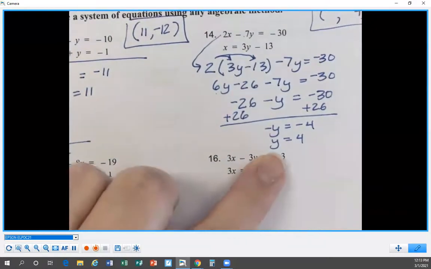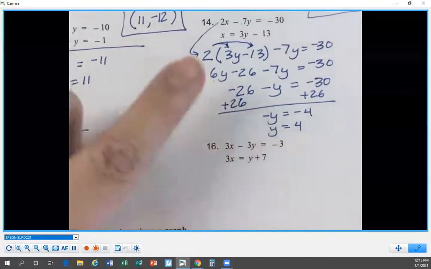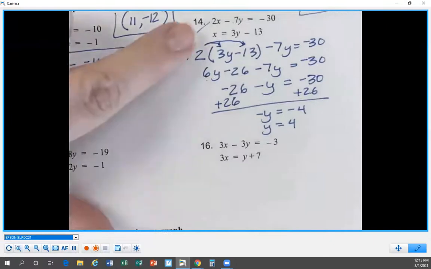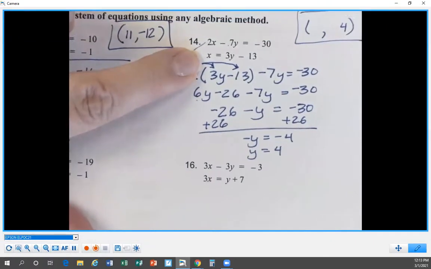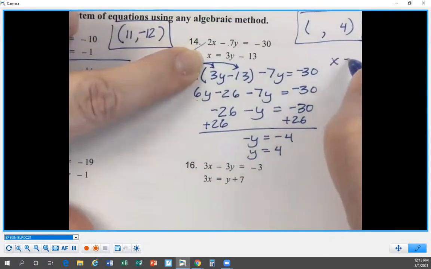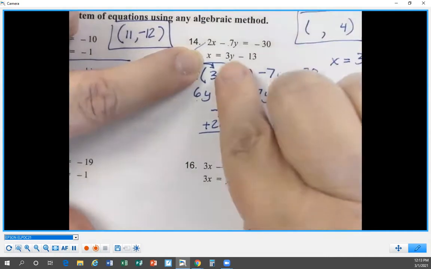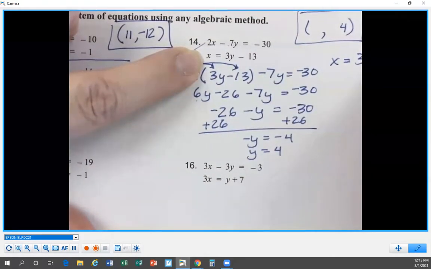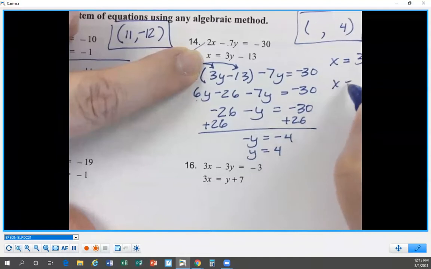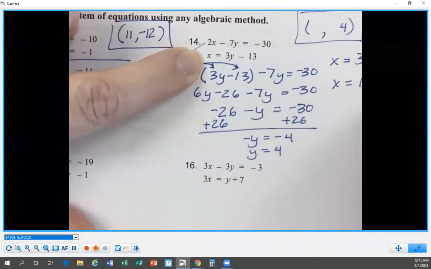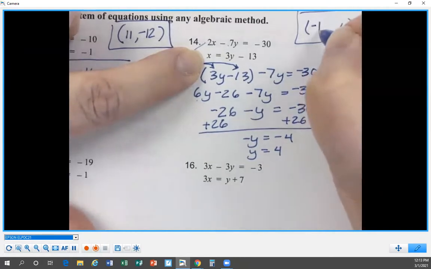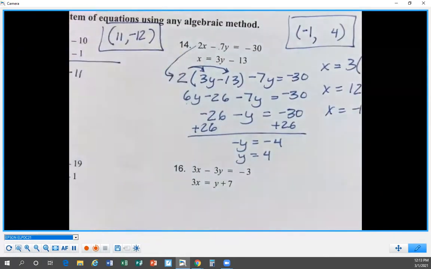And then once we know what y is, we can substitute it into either one of the original equations to solve for x. I'll choose the second equation since that x is isolated. So x is equal to 3 times y. So I'll substitute in 4 here, minus 13. X is equal to 12 minus 13. So x is equal to negative 1. So our solution is negative 1, 4, and you would check that algebraically.